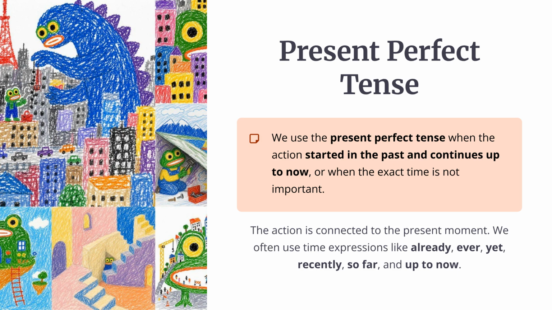Now let's explore the present perfect tense. We use the present perfect tense when an action started in the past and continues up to now, or when the exact time is not important. The action is always connected to the present moment. We often use general time expressions like already, ever, yet, recently, so far, and up to now.